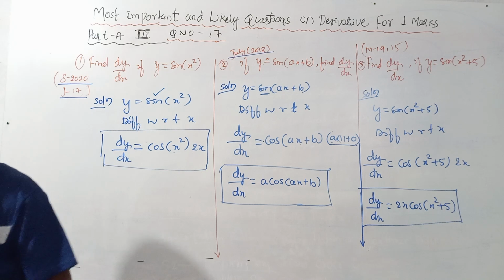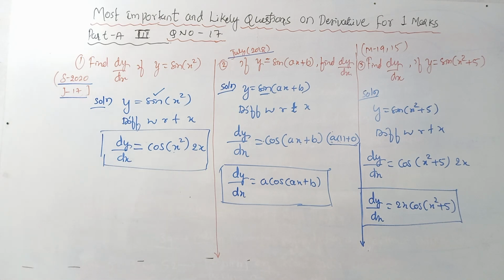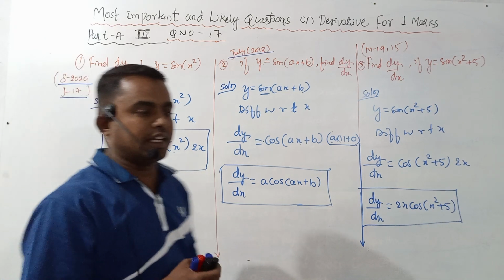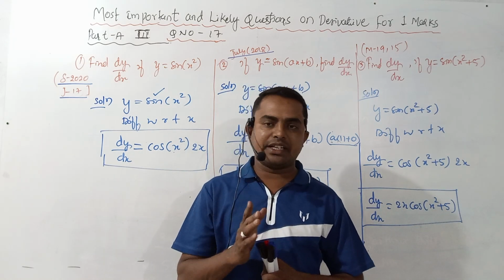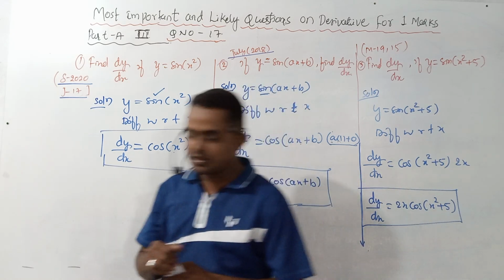In this way you have to solve the problem, so that you will get the 1 mark in Part A, question number 17. Part A, question number 17, you will get 1 mark.